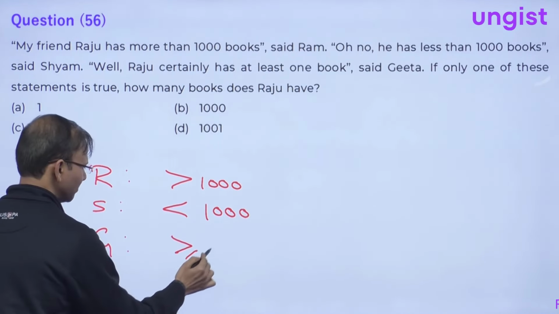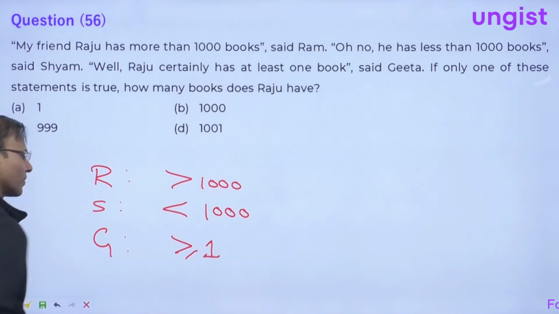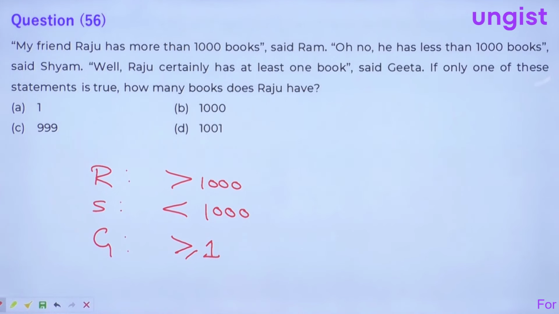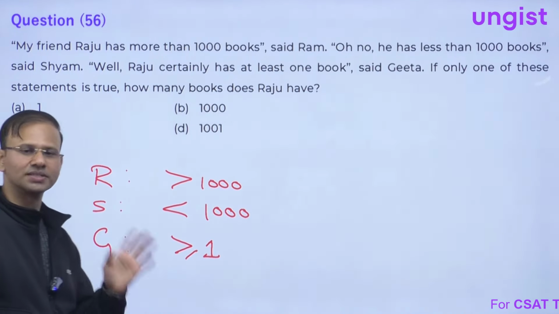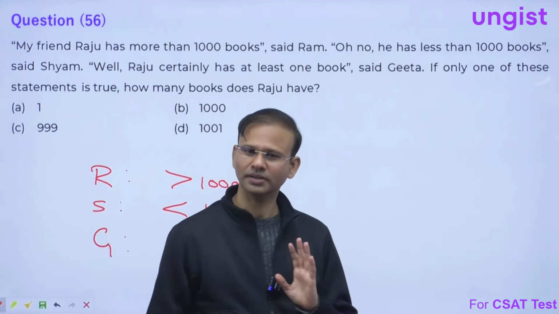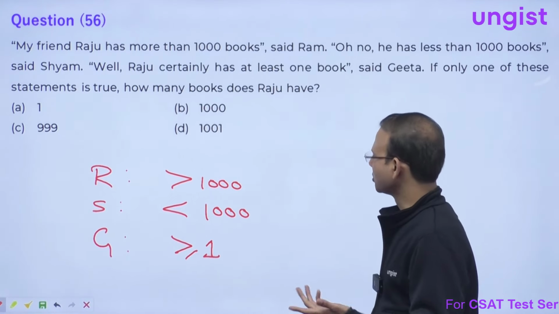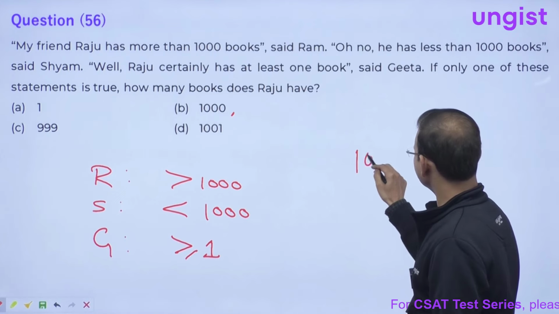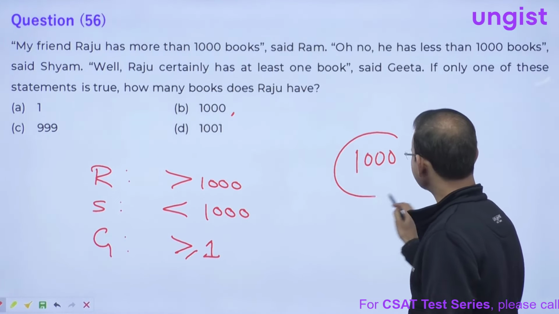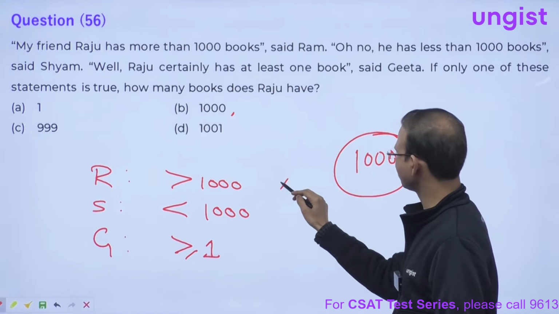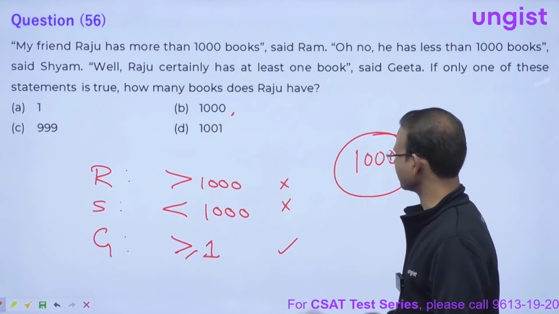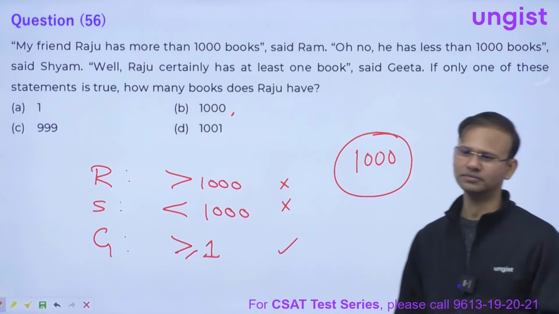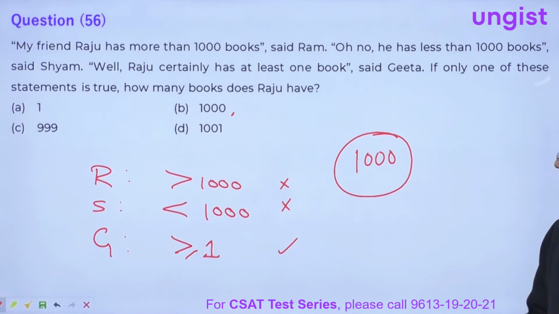So, at least one means greater than or equal to one, right? After that, the question says, if only one of these statements is true, look friends, only one of them is true, the rest are false, right? So, obviously, we have to go to the options. So, let's take this option first. If Raju has exactly 1000 books, then this statement is false, this statement is false, this is correct, right? The answer is 1000.